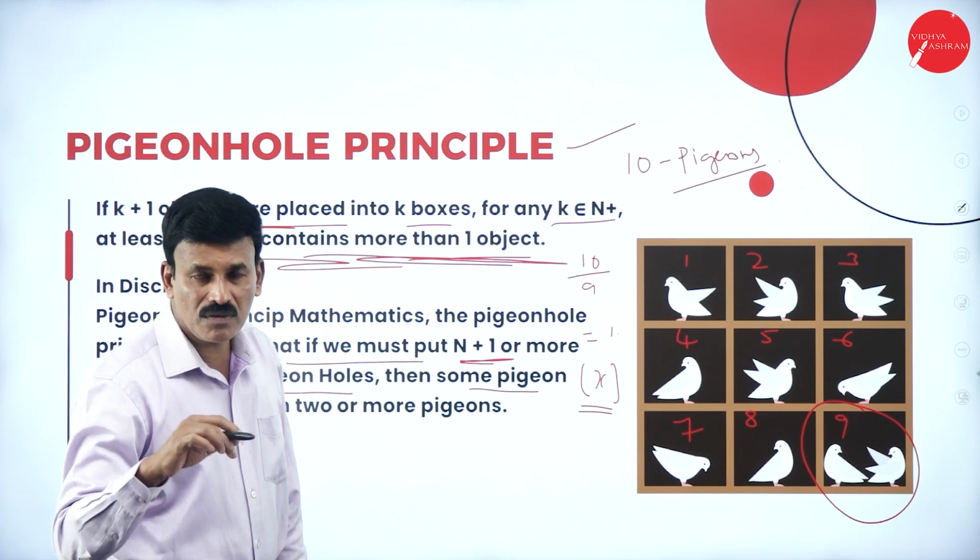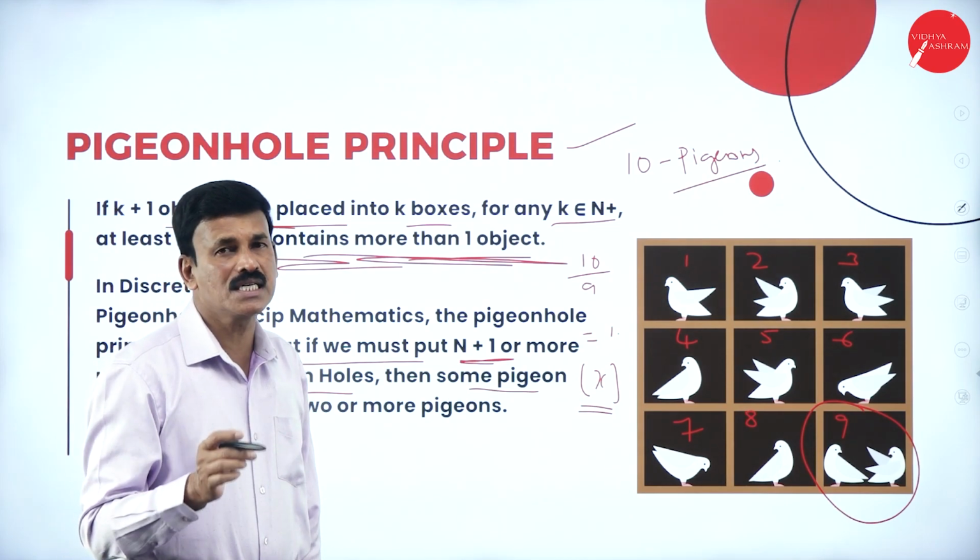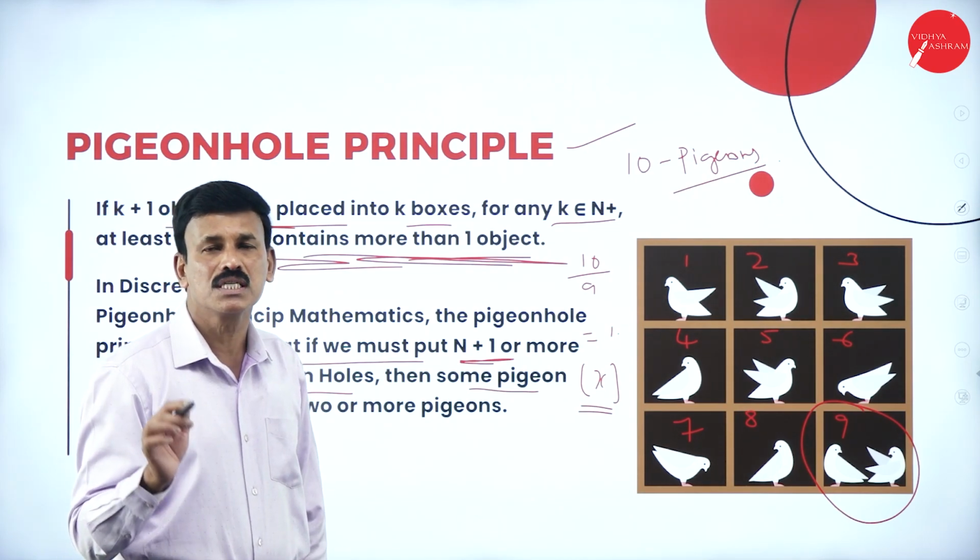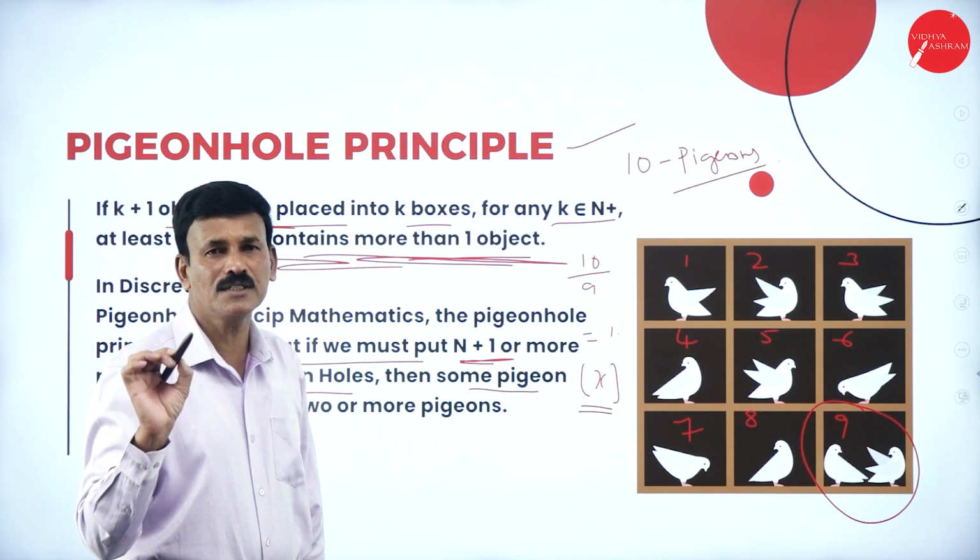Let us consider one more example. Let us consider there are 3 pencils and 2 boxes. We have how many pencils? 3 pencils and 2 boxes.